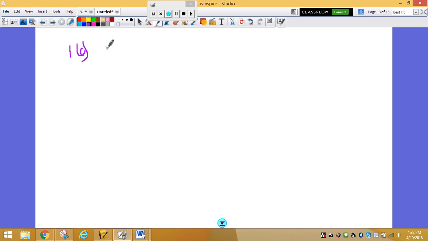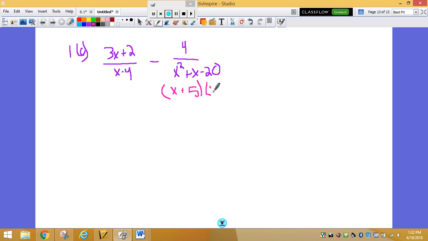All right, here we go. It is going to be a 3x plus 2 on top and an x minus 4 on bottom. And it's subtraction and a 4 over x squared plus x minus 20. So first I'm going to see this can be factored into an x plus 5 and an x minus 4. Because if I multiply them, I get negative 20, and if I add them, I get 1. So that's going to be my common denominator, an x plus 5 and an x minus 4.